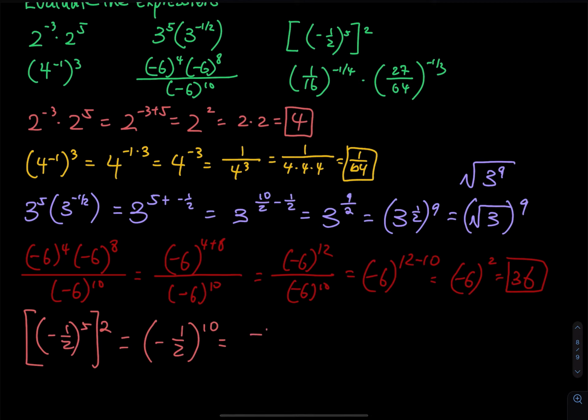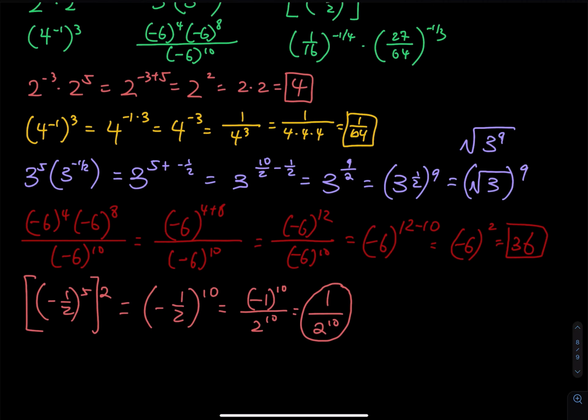So that is equal to, you can do this, negative 1 raised to the 10, and then 2 raised to the 10. So negative 1 raised to the 10 is equal to 1, and then 2 to the 10. Since 2 to the 10 is very large, 1 divided by that is nearly 0. I will just leave that as it is.